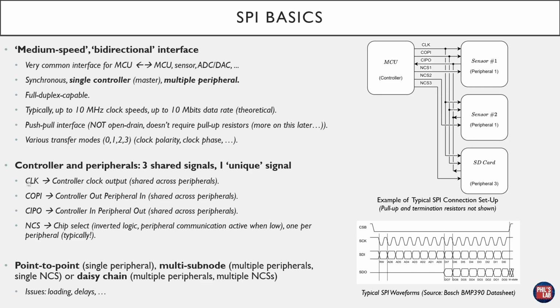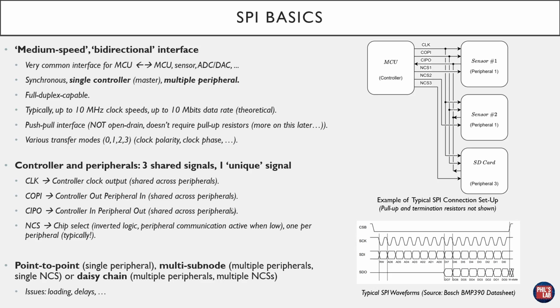The first, because this is a synchronous interface, is the clock, which is a controller output. So the controller outputs this clock, and this is typically shared across peripherals if we're using a single SPI bus. Additionally, we have controller out peripheral in, or COPI, and again, this is a controller output, which is input to the peripherals. The third line is controller in peripheral out, so CIPO, and this is again shared across peripherals. We can see this on the right-hand side. For example, in this daisy chain connection, we have the clock, which feeds from the microcontroller to the sensor, but also to sensor 2, but also to the SD card. So the clock, COPI, and CIPO are shared across the peripherals in this specific example.